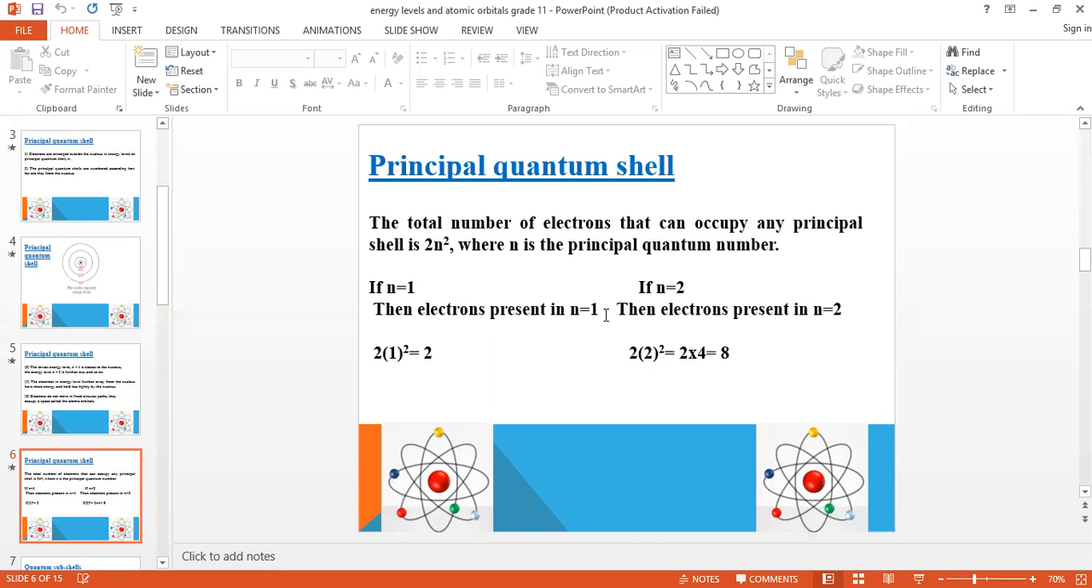2n square. What is n here? This is the rule actually: n1, n2, n3, n4. Did you get it now? If the value of n is given to you, say n1, how many electrons are there? 2. How do you calculate it? 2 into 1 squared is equal to 2. If I say n2, how many electrons are there? 2 into 2 square is equal to 8. If I say n3, how many electrons are there? 2 into 3 square.